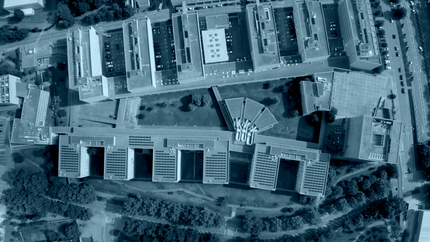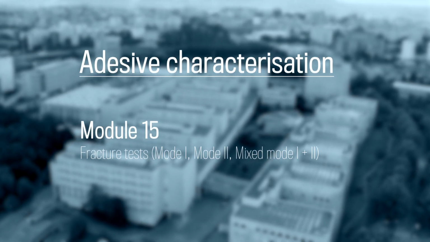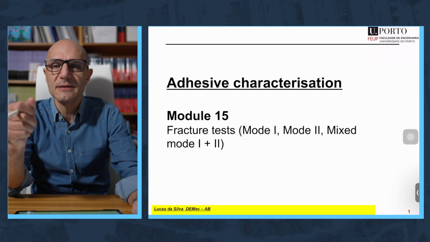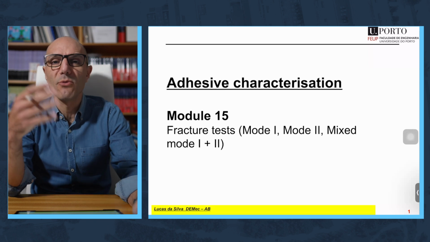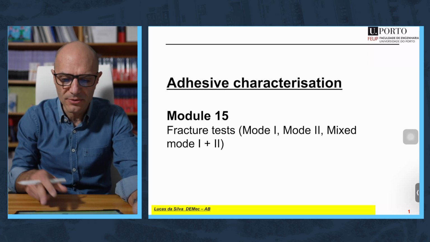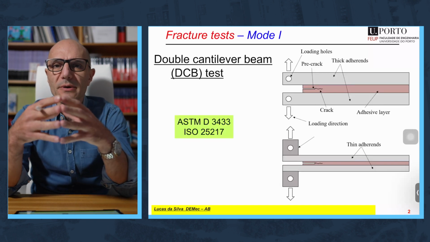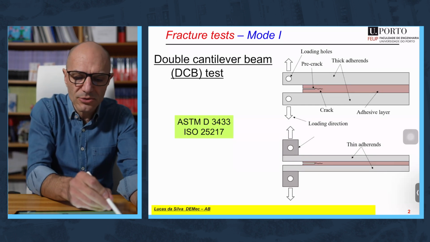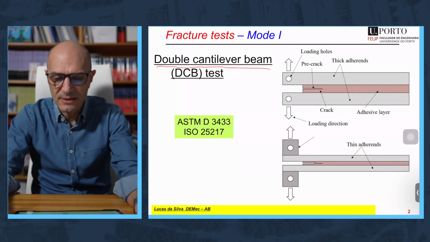After the failure strength tests, we discussed the fracture mechanics tests in module 15. So we have seen the failure strength tests. Let's now see the fracture tests, mode 1, mode 2 and mixed mode. The most common fracture energy test is the DCB test, that means the double cantilever beam test.